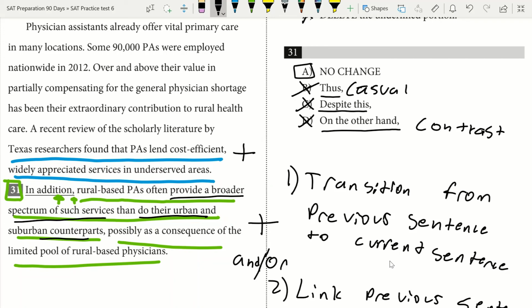So hopefully that was helpful in understanding how to transition between sentences and how to look and identify that question type. You'll be able to identify it by that underlining of those first one or two words at the beginning of a sentence followed by a comma. So hopefully that was helpful.